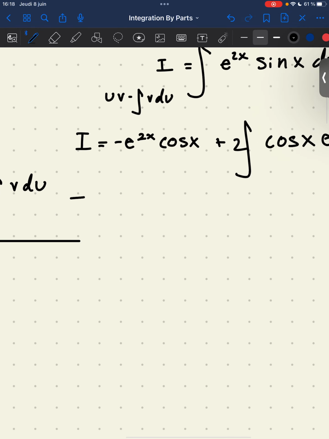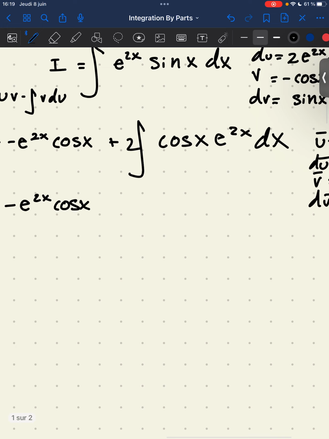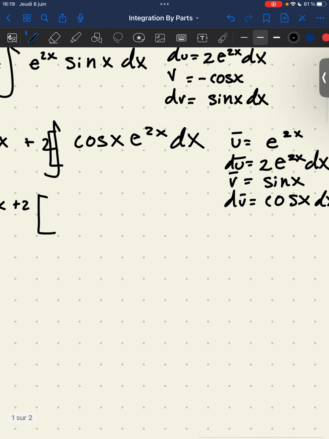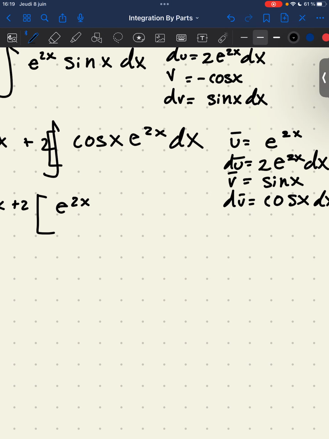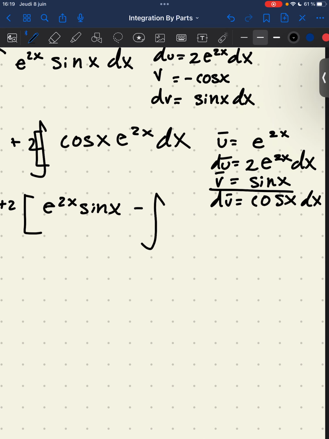Alright, so now let's just say I is equal to negative e to 2x cosine of x plus 2, let's just put a bracket right there as well, uv, which is e to the 2x, multiplied by your v, sine of x, minus the integral of v du, which is e to 2x dx.